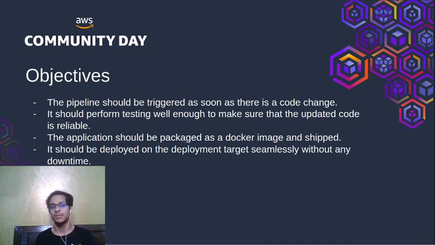The third objective is that the application should be packaged as a Docker image and shipped. Now see, our application is containerized, so of course our application needs to be packaged as a Docker image and shipped to Docker Hub, right? And finally, the final objective is that it should be deployed on a deployment target seamlessly without any downtime.